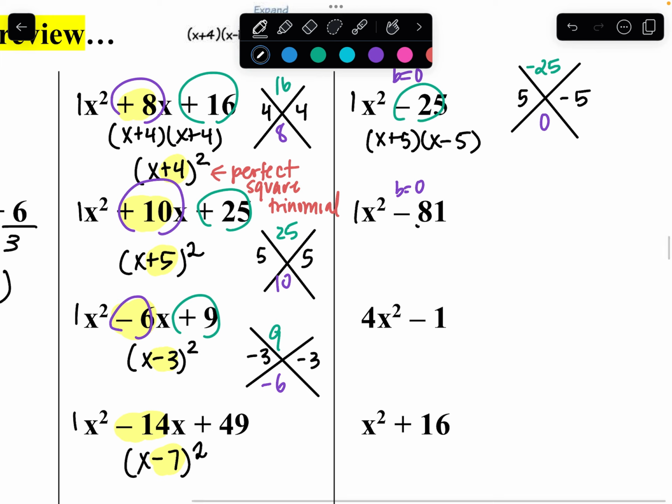And so this one's similar. We need two numbers that multiply to negative 81 but add to 0, and so that would be 9 and negative 9.